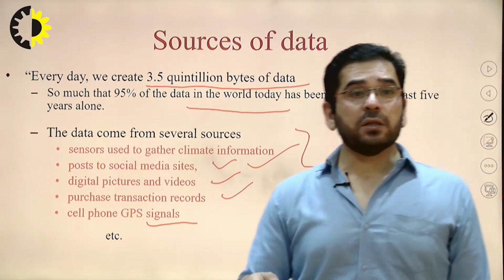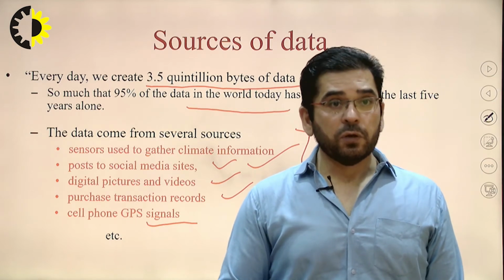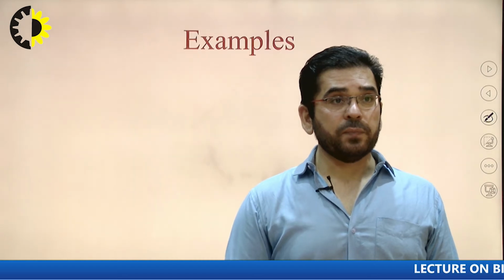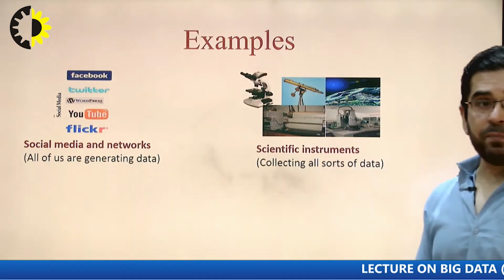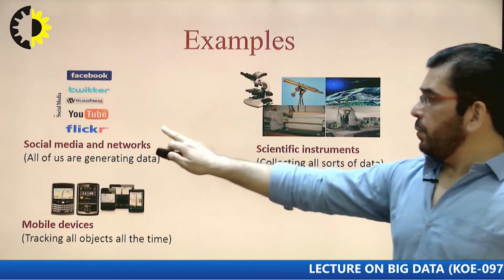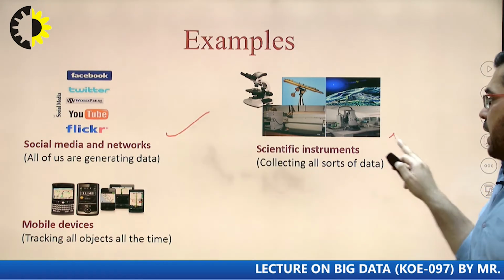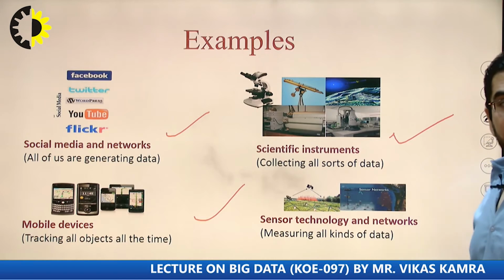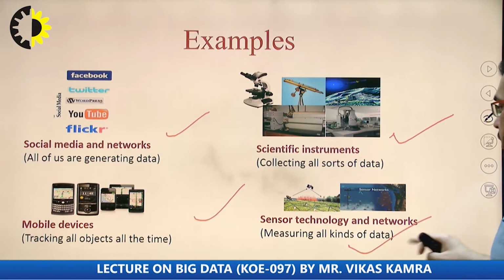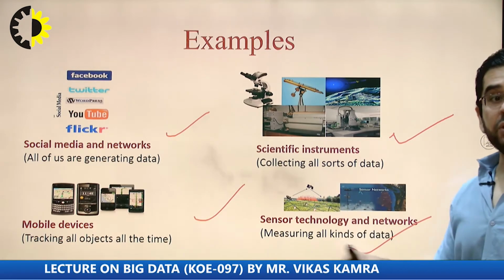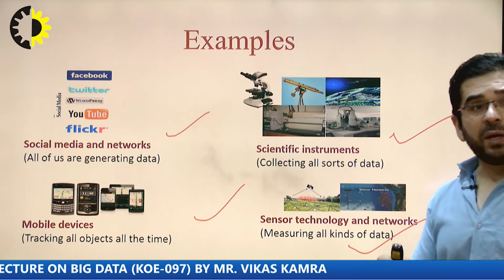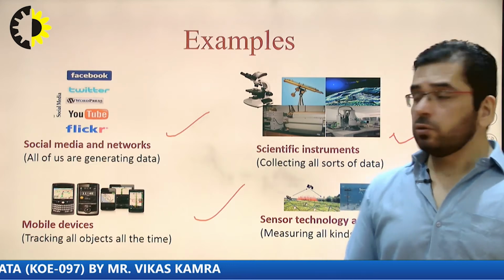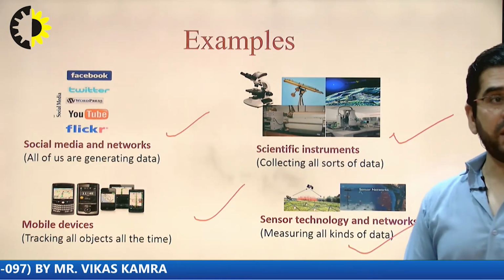There can be many other sources of data, from books, from video lectures, from discussions. So there are so many sources of data. Now see a few examples: social media and networking data, scientific instruments, mobile devices, and lastly sensor technology and networks in agriculture, in satellite systems. There are so many areas where data is automatically generated each and every time. So these are a few examples of the data.